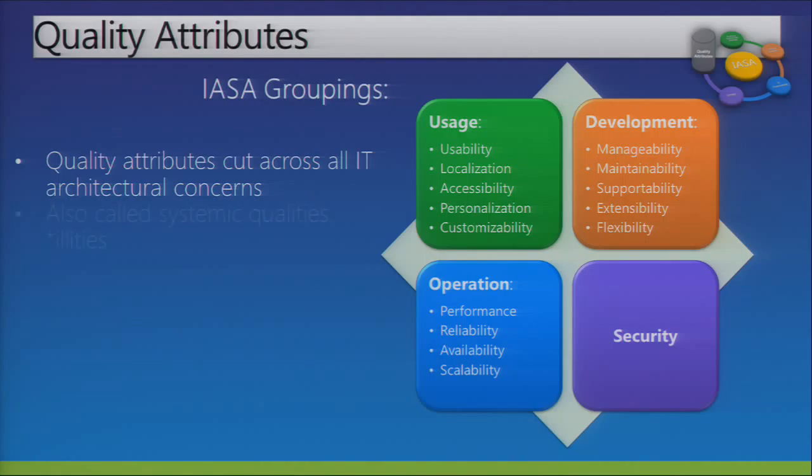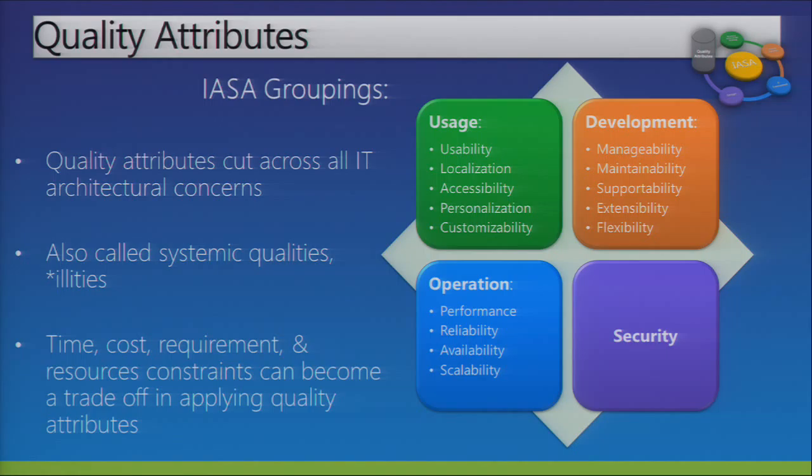You know, they're cross-cutting. I'm going to get down this. Do I use them all, or do I choose the ones that I'm going to use? This bullet right here is a very harsh reality. It's very harsh. Time, cost, and requirement and resource constraints can become a trade-off in applying quality attributes.